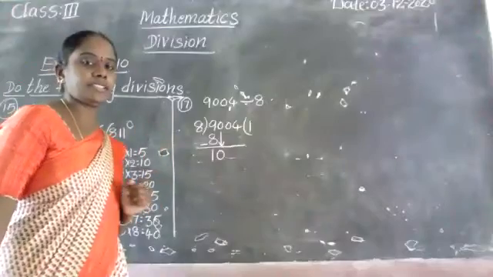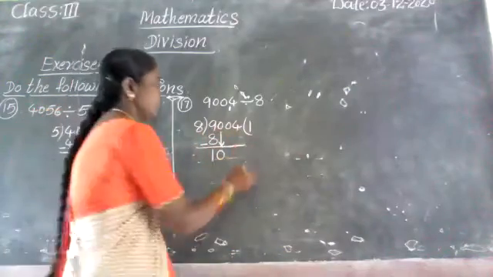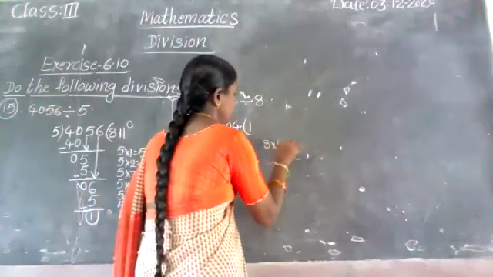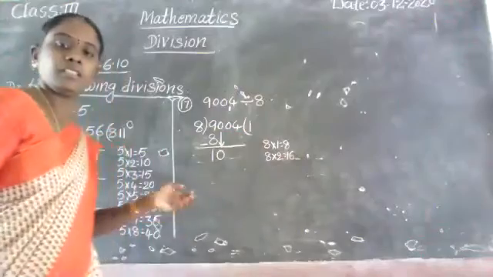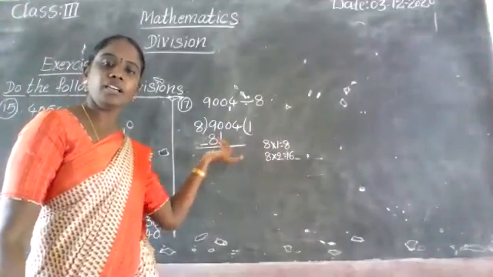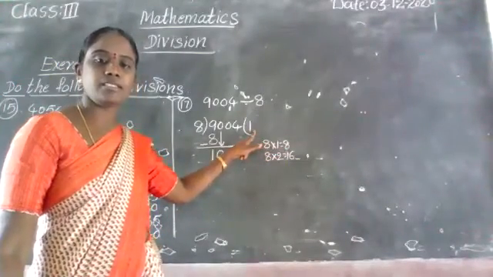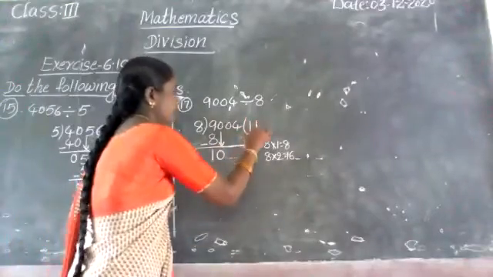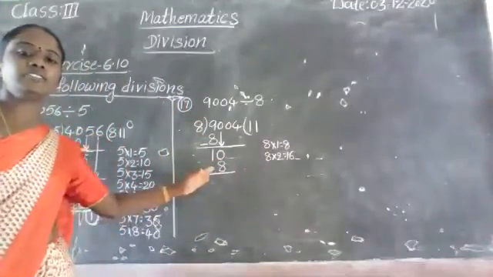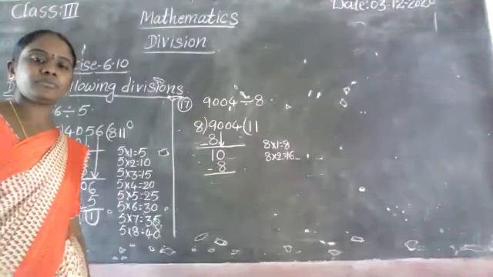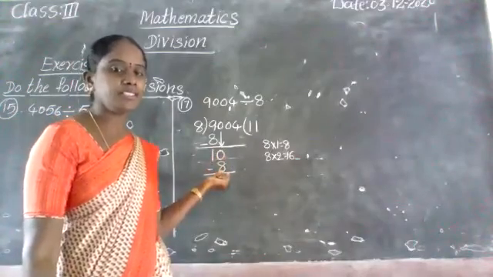10 divided by 8. In the 8 table, where will 10 come? Right. 8 ones are 8, 8 twos are 16. 10 is not there, so we have to take 8 again. 8 ones are 8. Write 1 in the quotient place. Yes, children? 10 minus 8. What is the difference? Very good, Bharat. 10 minus 8 is 2.